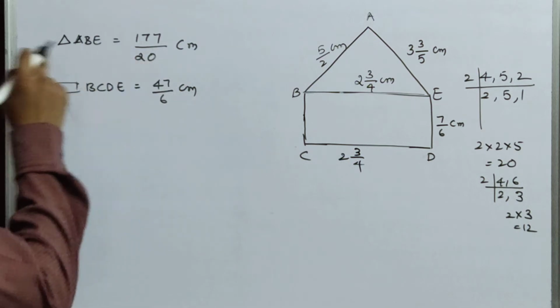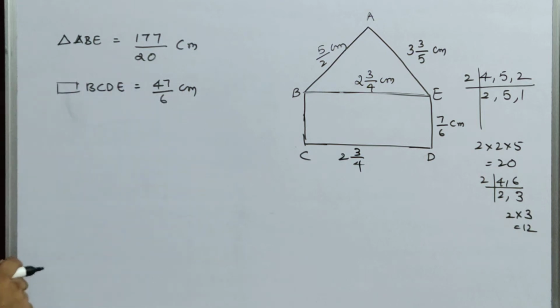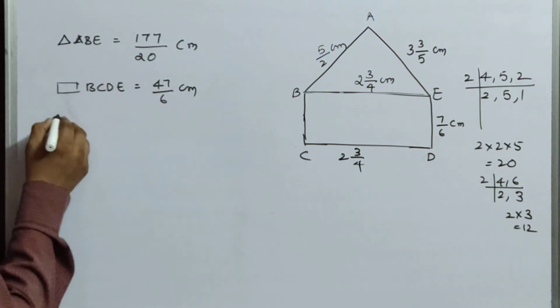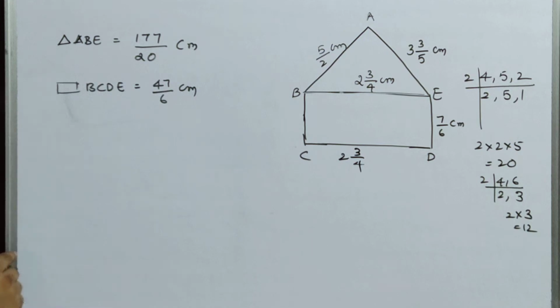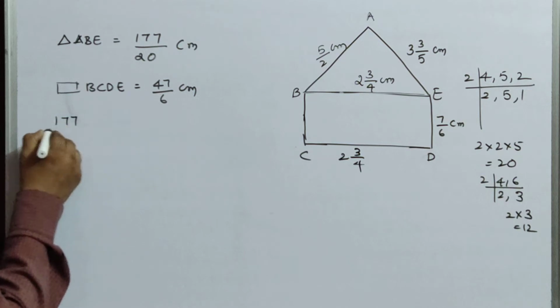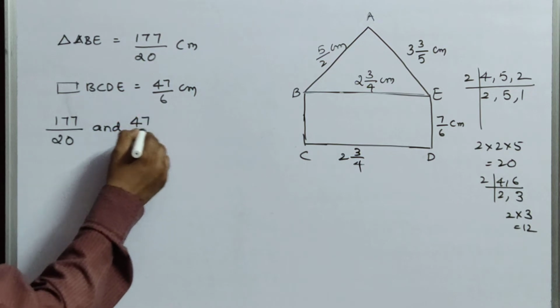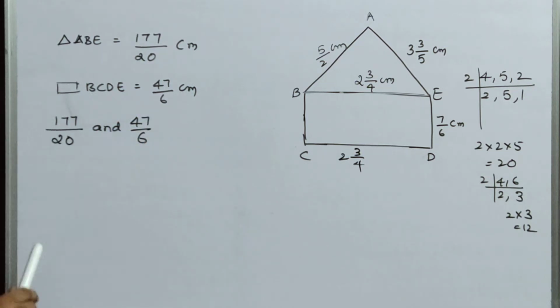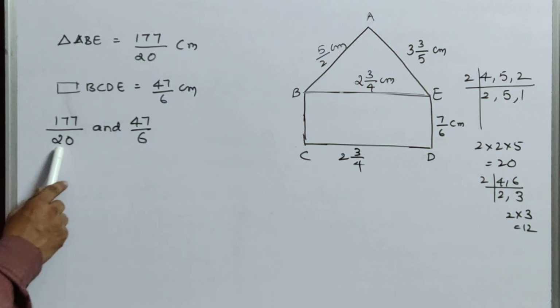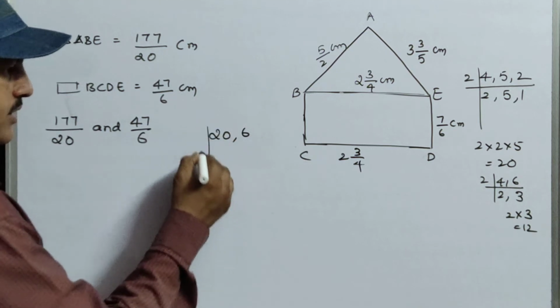177 by 20 is the triangle and 47 by 6 is the rectangle. Now 20 and 6, both denominators are not the same. So first write these two for clarity, 177 by 20 and 47 by 6. To find which is greater, the denominators must be equal, so go for the LCM of 20 comma 6.